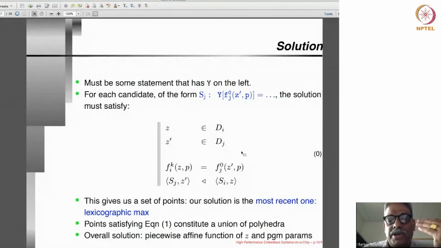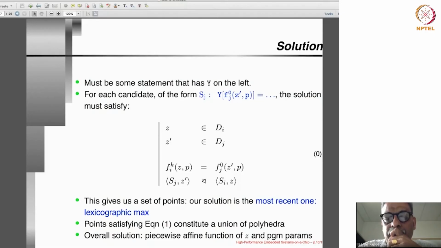The other constraint must be that this candidate statement must be something that was executed before the instance Si z that I'm considering. Right? So that's this little triangle. It must have been executed prior to statement S, or the zth instance of statement Si in the program execution order.